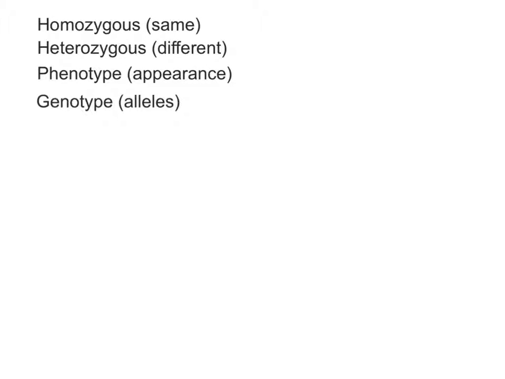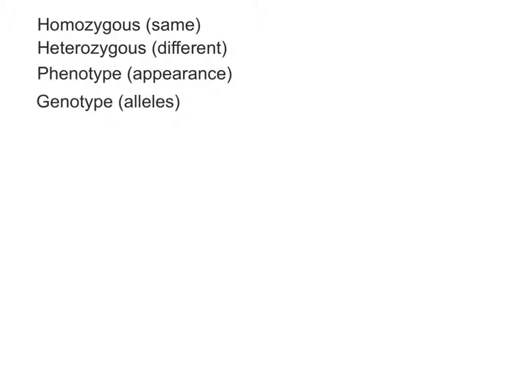In today's video review, I'd like to focus on 4 of the vocabulary words that we've been talking about in our unit on genetics. Those 4 words are homozygous, which means they are the same, the genes are the same. The heterozygous, which means they are different. Phenotype is the physical appearance of the organism. And the genotype are what is actually on the genes themselves or the alleles.